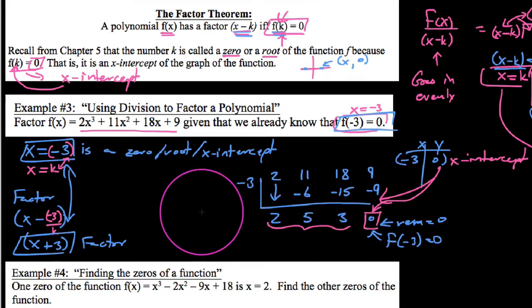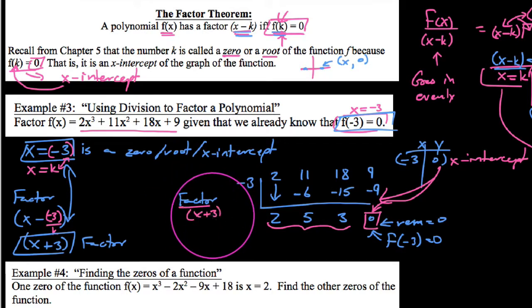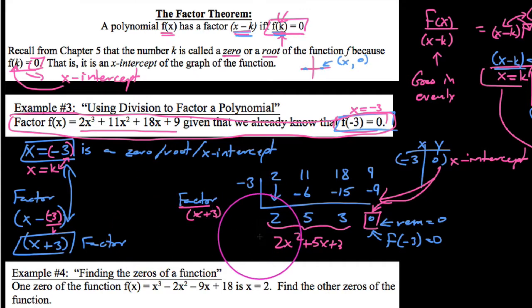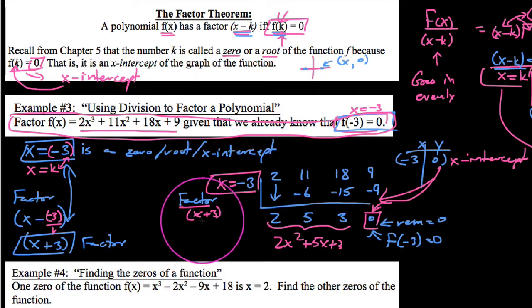And then furthermore, the factor that we divided out was x plus 3, and the quotient we left behind is 2x squared plus 5x plus 3. So the rules here were: factor this completely, given that we already knew a 0. If I know that x equals -3 already works, then x plus 3 is a factor. And x plus 3 must go into this evenly, so when I divided it out, I got this quotient right here.